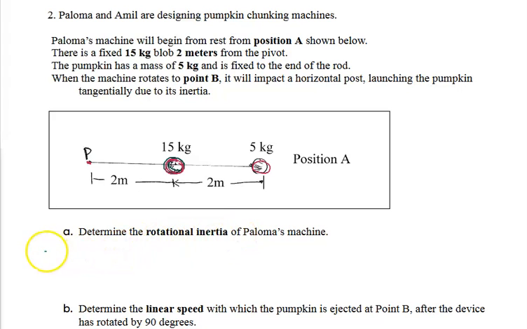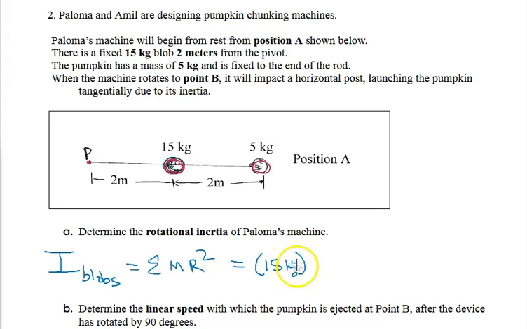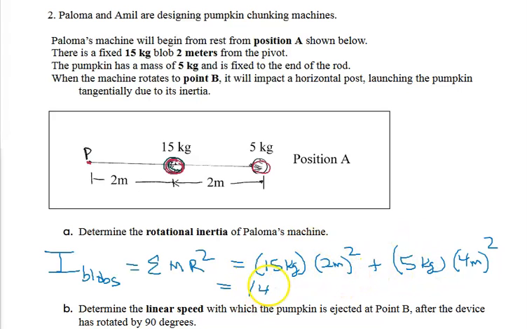Okay, so find the rotational inertia. I say blobs, meaning like gummy bears, equals the sum of all of the masses times how far they are away from the pivot. So we have a 15-kilogram blob that is 2 meters away from the pivot, and we have a 5-kilogram blob that is 4 meters away from the pivot. Okay, so I didn't spell out what these are individually, but you end up getting 140 kilogram meters squared. That is the rotational inertia of that thing.